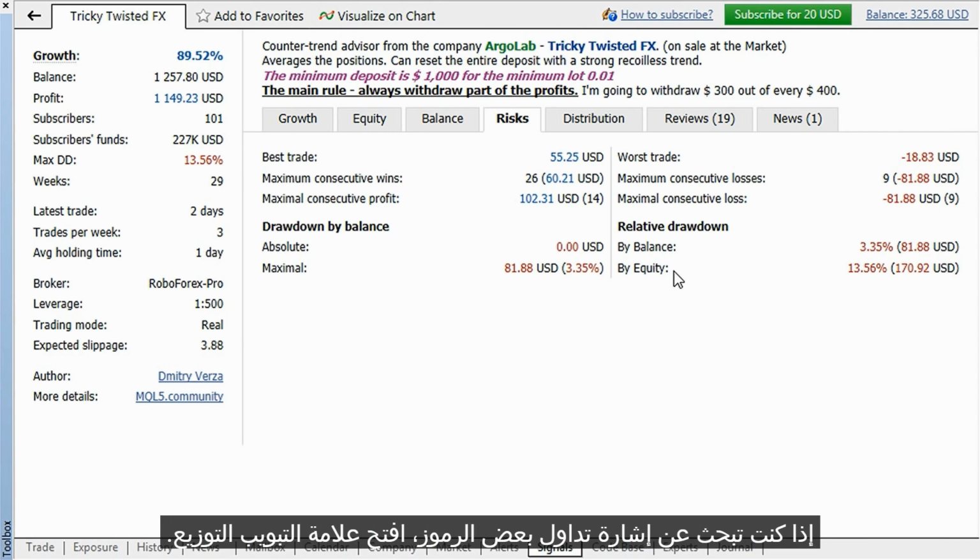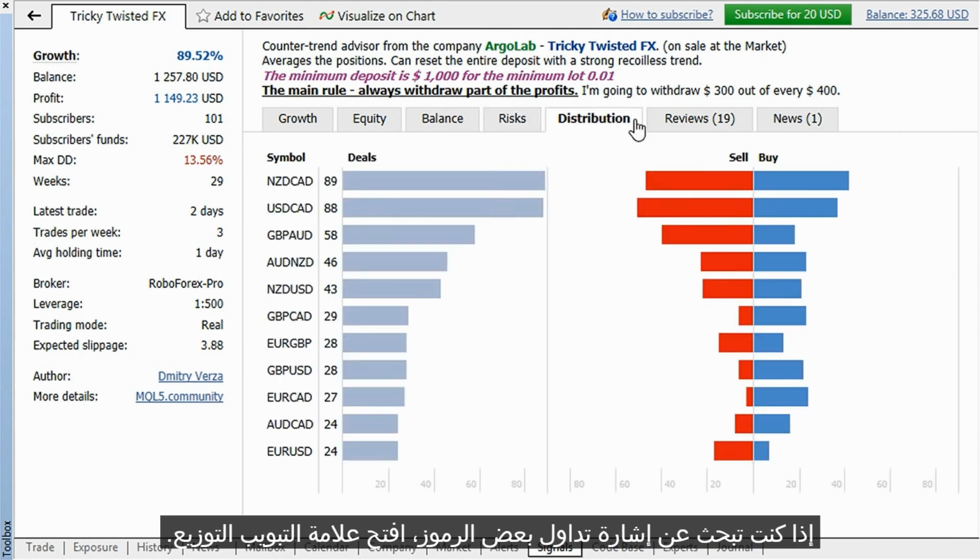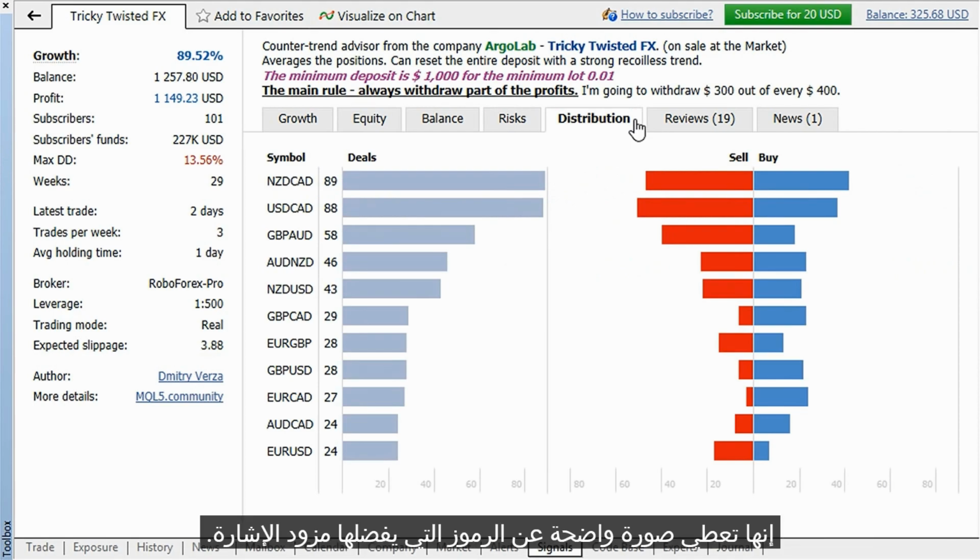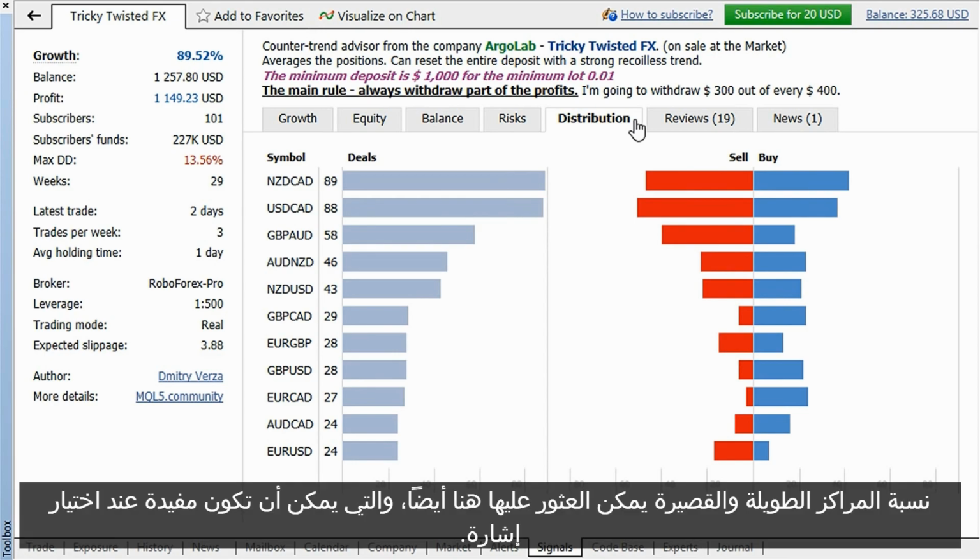If you're looking for a signal trading certain symbols, open the Distribution tab. It gives a clear picture of the symbols the signal provider prefers. Ratio of long and short positions can be found here too, which can be useful when selecting a signal.